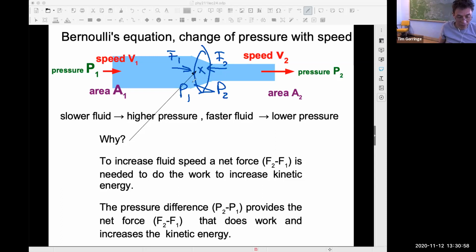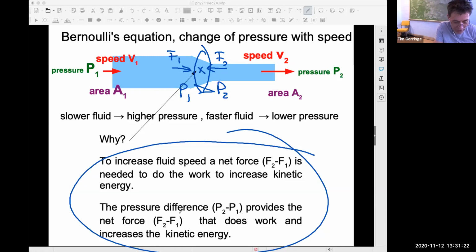And so that pressure difference between the pipe that had the large diameter and the pipe region that had the small, narrow diameter, that pressure difference is what exerts the force, is what speeds up the fluid by doing work on the fluid. And so this is not a derivation of the equation, but it's definitely an explanation of the equation.